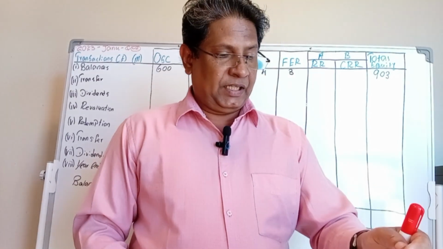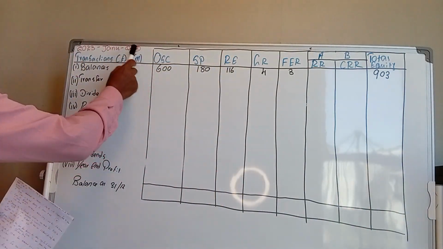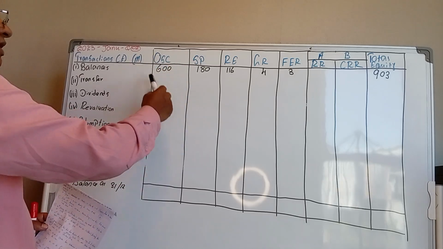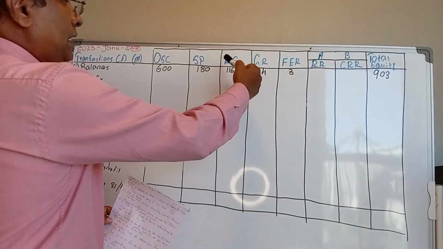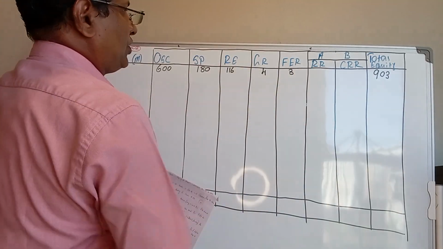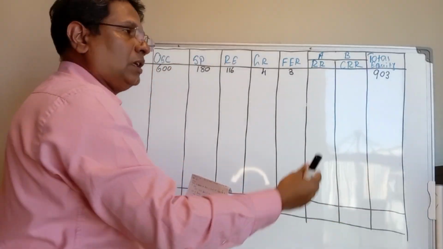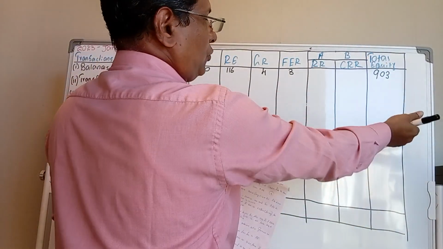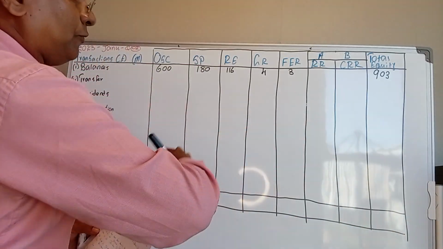The first adjustment is enter the balances, which I have already done for you. In the transaction column here, we have ordinary share capital with a 600 million opening balance, share premium 180 million, retained earnings 116 million, general reserve 4 million, and foreign exchange reserve 3 million. Then the examiner wants you to create these two columns and put a suitable heading, which we'll see at that moment, also to show the total equity at last. This is the statement of changes in equity.